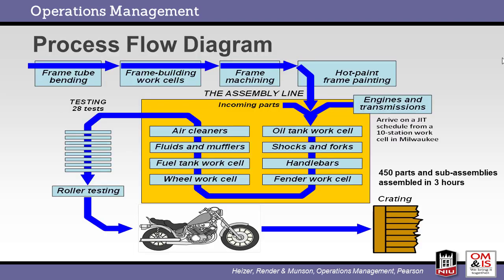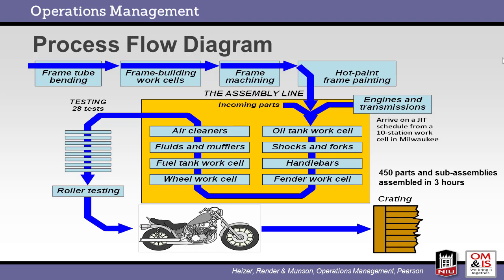This is a typical process flow diagram for the assembly of a motorcycle. We start with the first process, frame tube bending, in the upper left corner. We move to the right with subsequent process steps until we crate the completed motorcycle at the lower right.